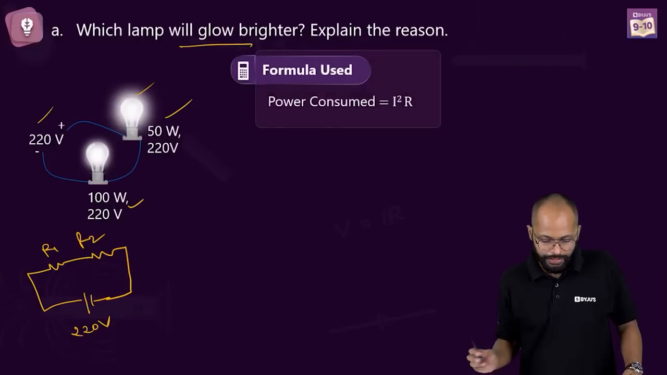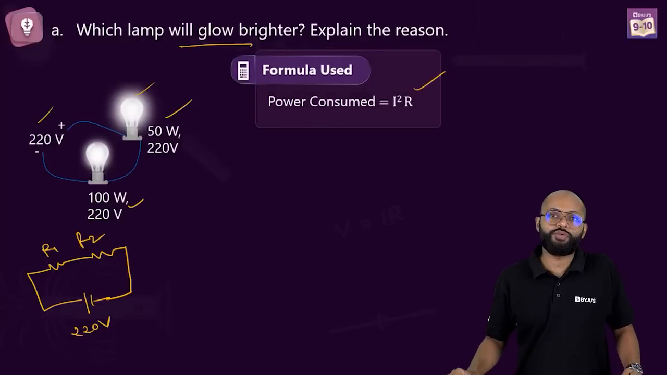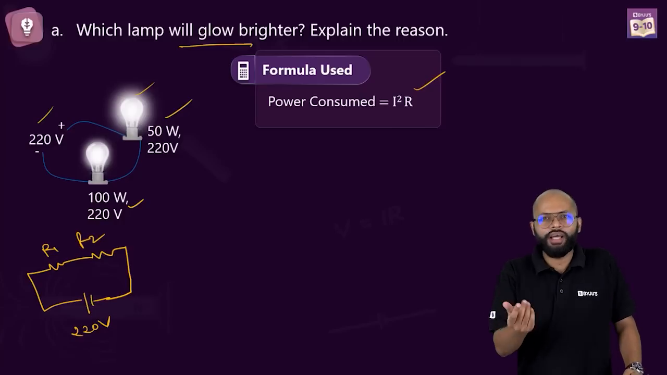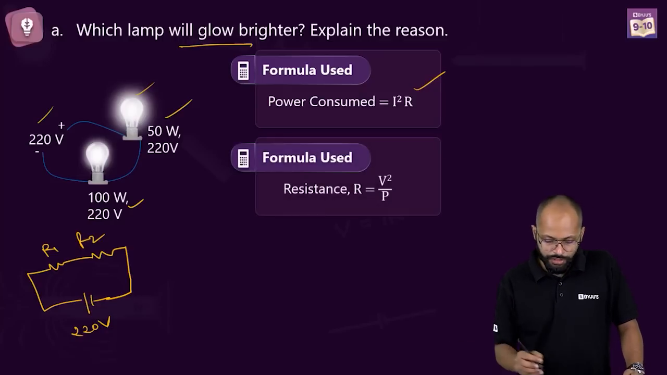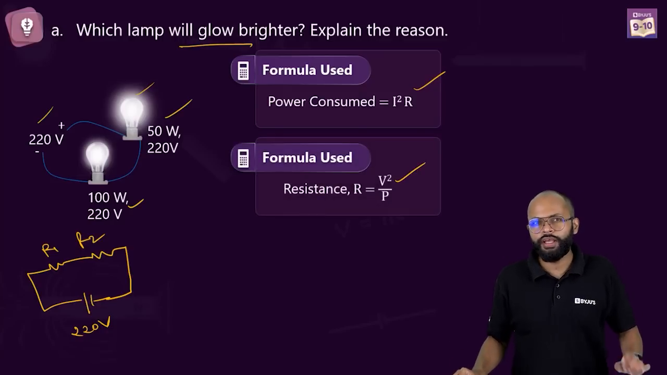So let's see. The formula used should be I squared R because they are in series. If you find current is the same for both, that will tell you quickly which one will have more power dissipation. All right. The formula used for resistance would be V squared upon P.